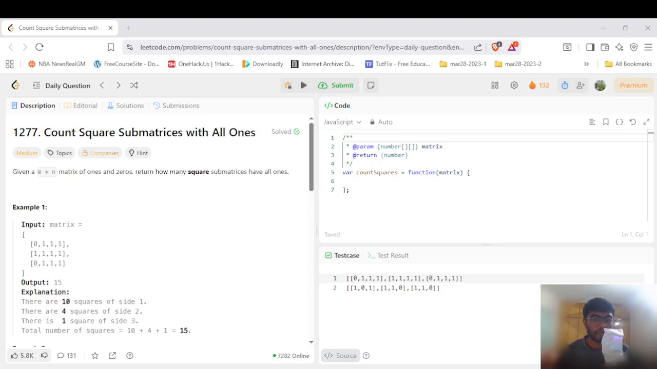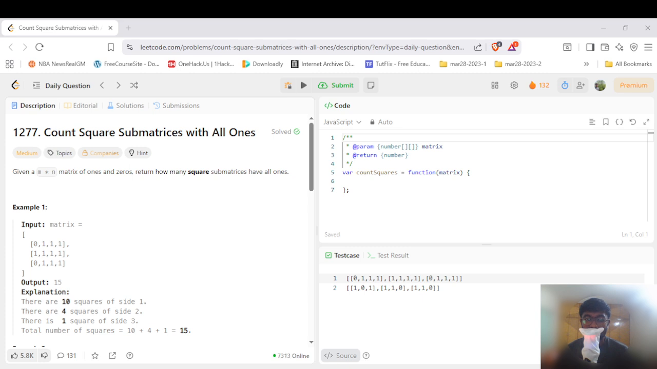Hello everyone, we are going to be solving daily Leetcode problem 1277, count square submatrices with all ones. This is a slightly more complex one than the one that we saw yesterday, where we had to count the occurrences of zeros.